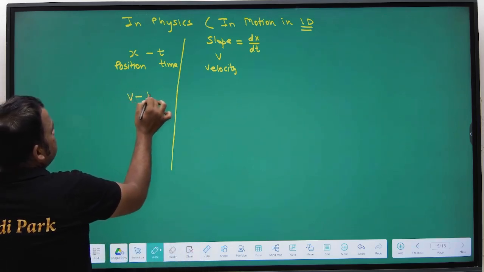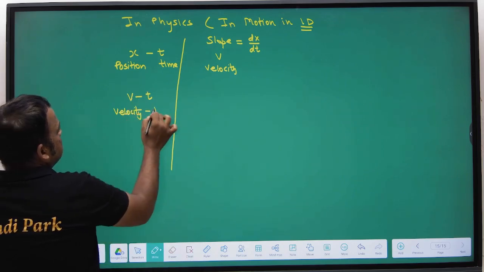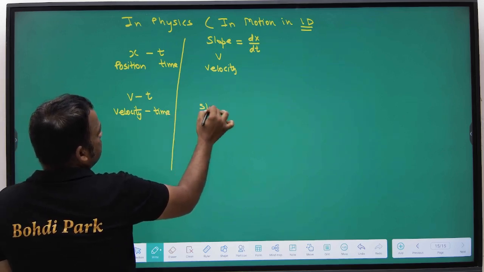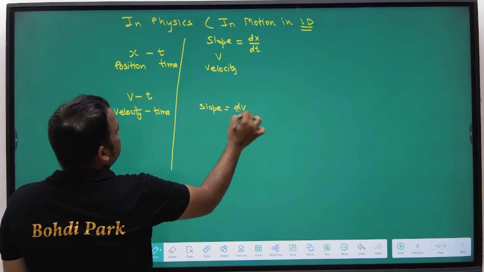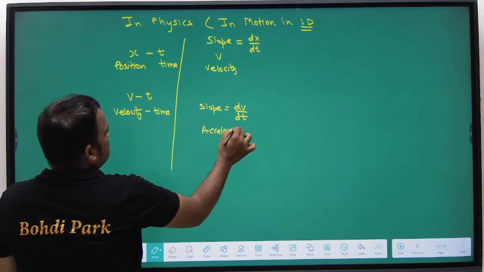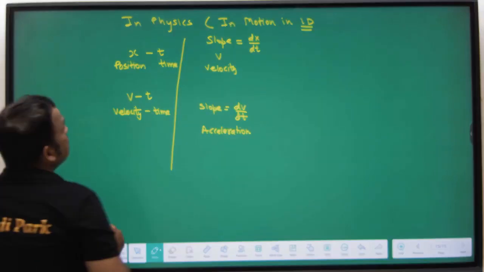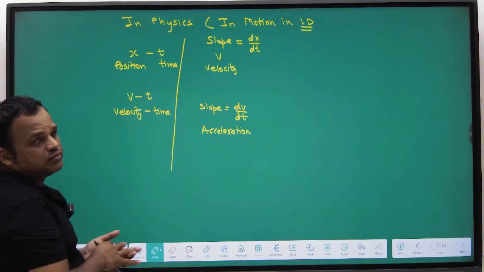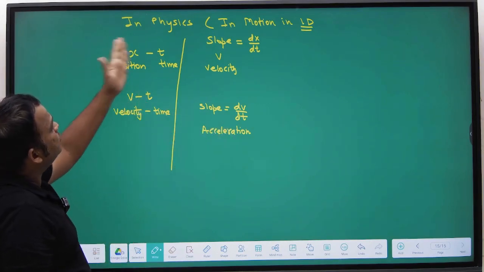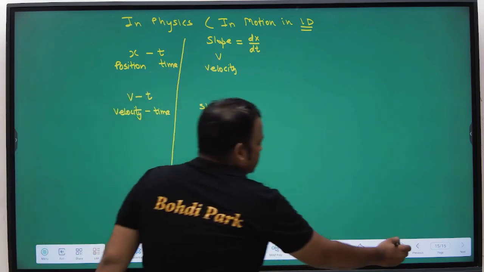When we have vt graph, so this is velocity time graph, so the slope will be dv by dt, so that is acceleration. Slope of vt graph is acceleration. So these terms we have to remember. If velocity time graph is given, slope is acceleration. If position time is given, the slope is velocity. So let's do some question.